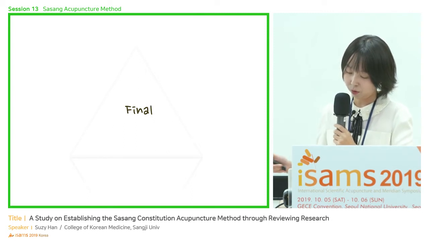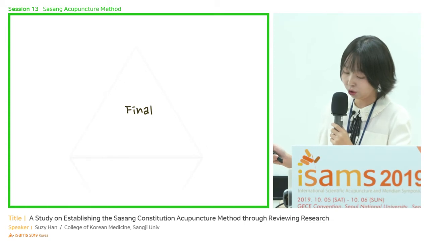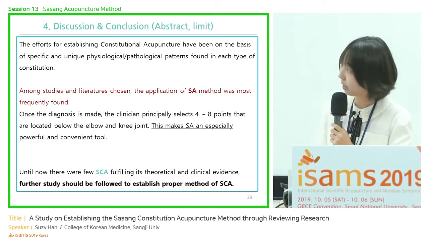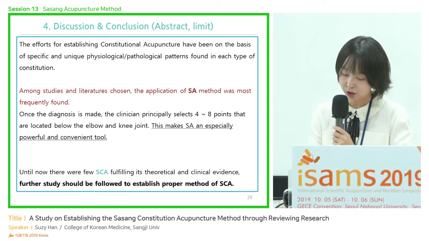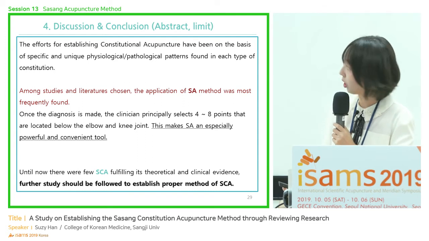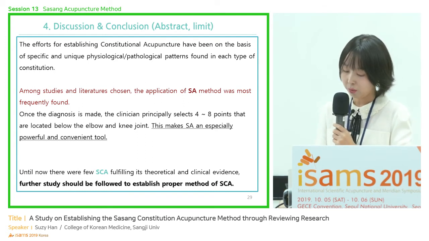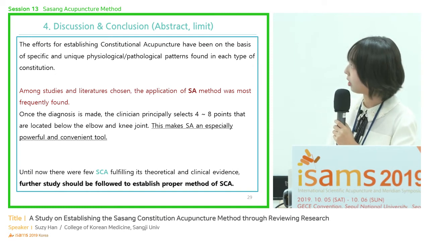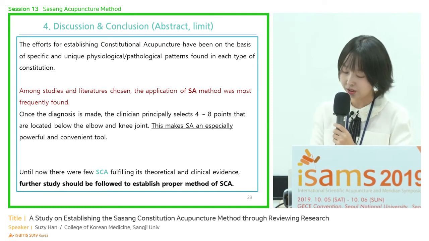These were the efforts for establishing constitutional acupuncture. It has been on the basis of specific and unique physiological or pathological patterns found in each type of constitution. Among studies and literatures chosen, the application of Saam acupuncture method was most frequently found.